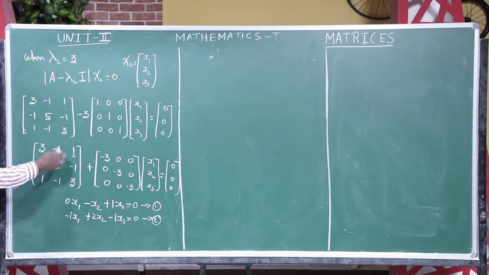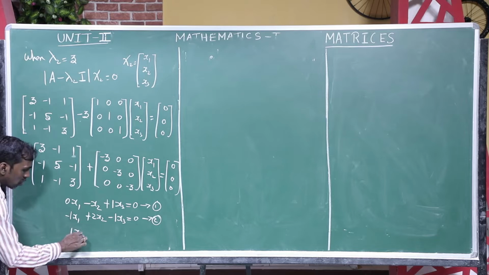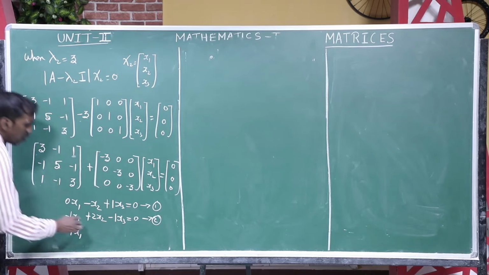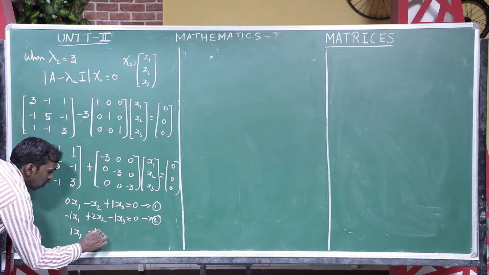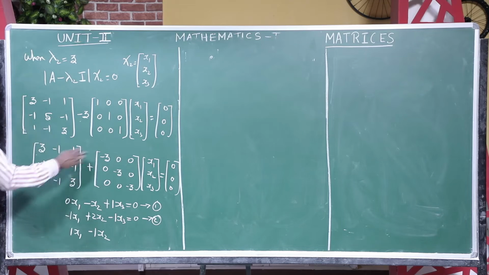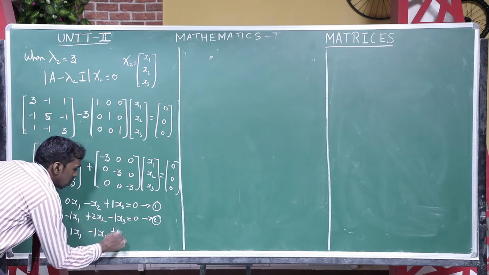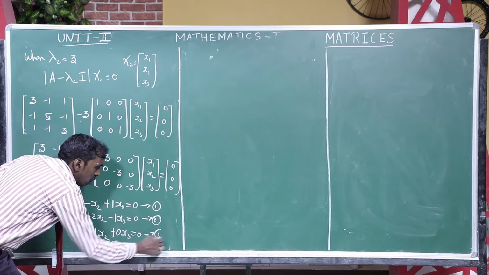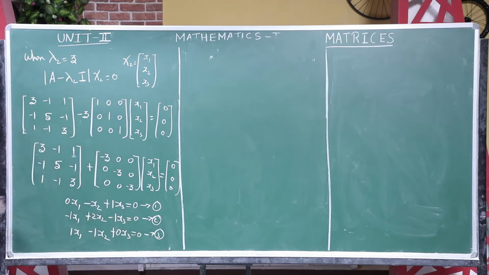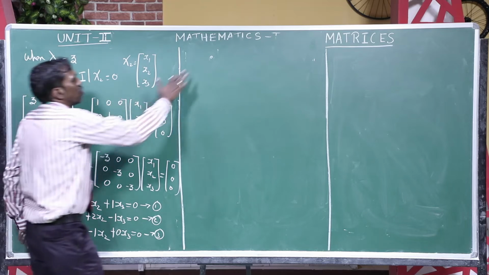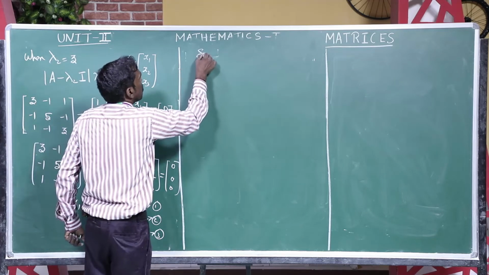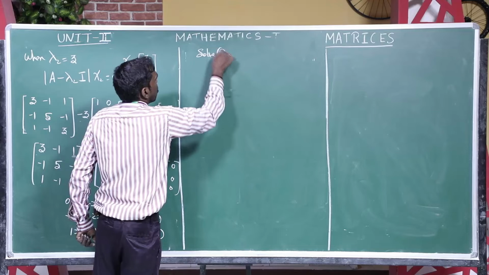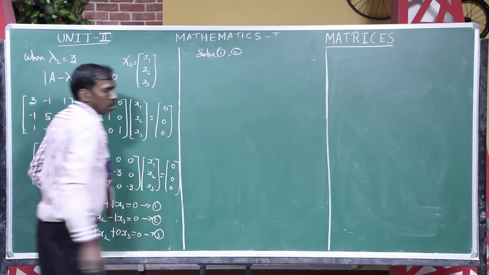Next, 1 plus 0 will be 1 x1. Then minus 1 plus 0 will be minus 1 x2. Here 3 minus 3 will be 0 x3 equals 0. So we form the 3 equations. From the 3 equations, we can choose any 2 equations and solve by the cross multiplication method. So I can solve equations 1 and 2.